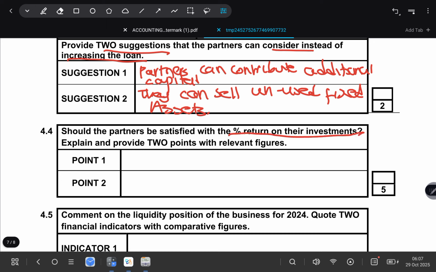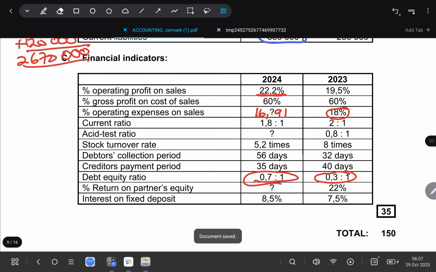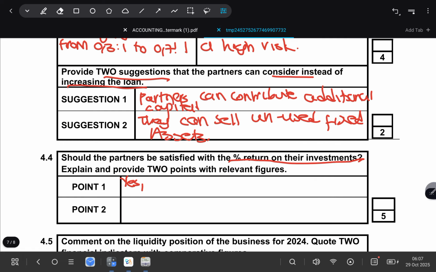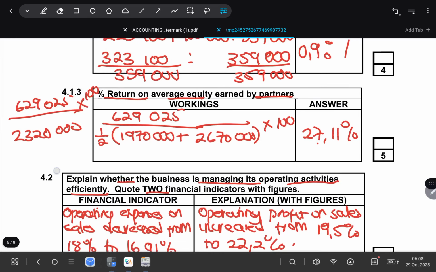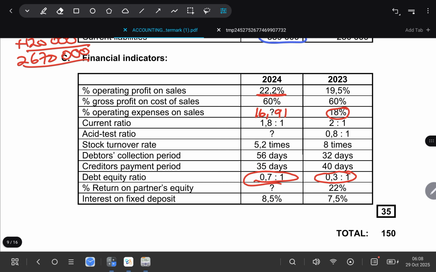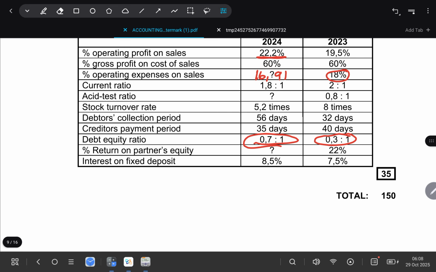Now next, they're saying should partners be satisfied with the return on their investment? Now what we need to do here, we need to tell them two things, but here they didn't give us the space for yes, but we will squeeze it on point one. We will say yes. So let's check. If you remember, their return is 27.11%. So we need to compare this to alternative investment. So interest on fixed deposit is 8.5%.